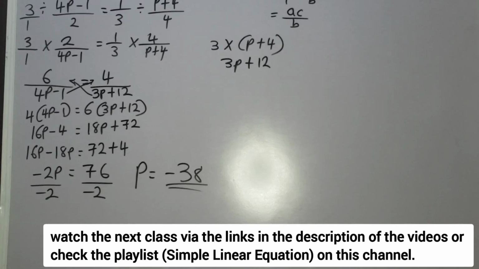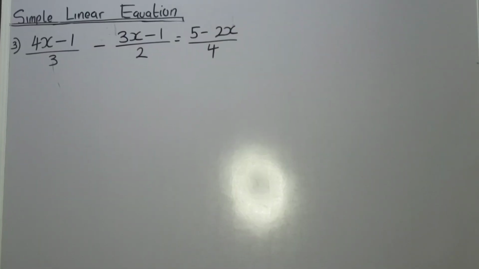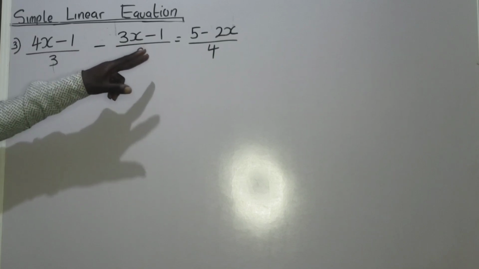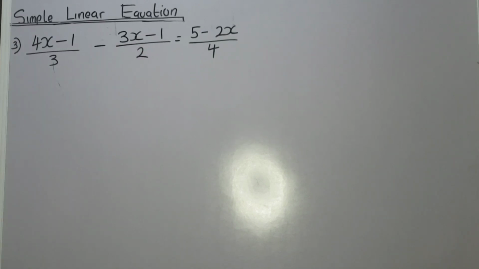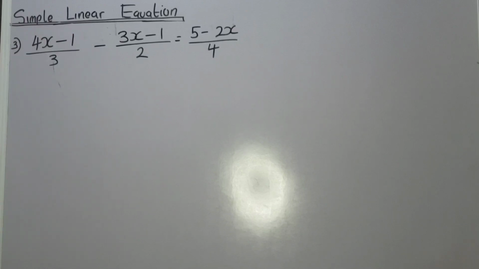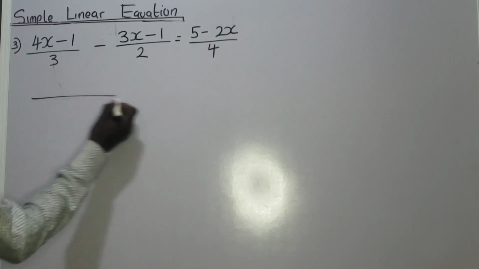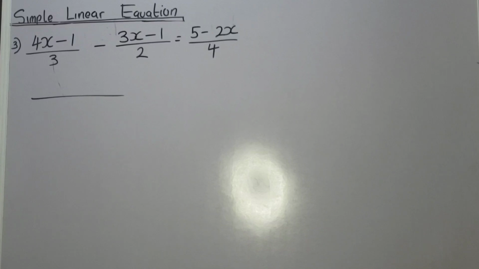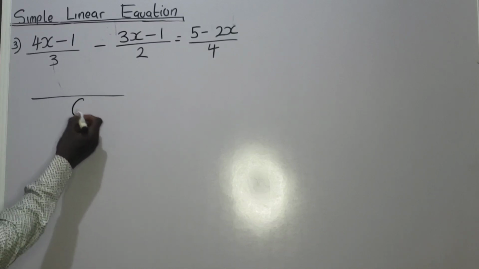Now let's have another question. Question 3. We are asked to solve the equation 4x minus 1 all over 3 minus 3x minus 1 all over 2 is equals to 5 minus 2x all over 4. Now let's start from the left hand side of the equation. We have a negative sign in between two fractions. When we have a negative sign in between two fractions, the first step here is that we are going to take the LCM. The LCM of the denominator is what? 3 and 2. Taking the product of 3 and 2, we are going to have 6. So the LCM here is 6.